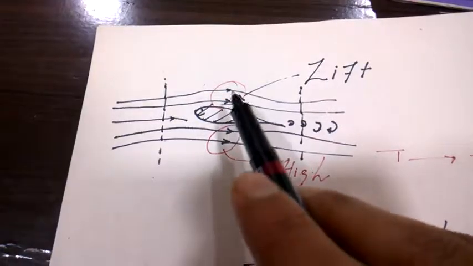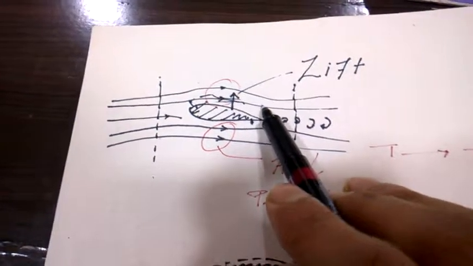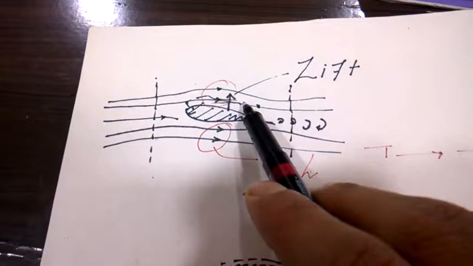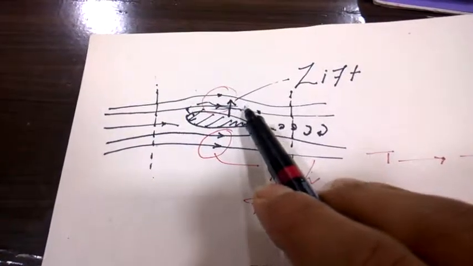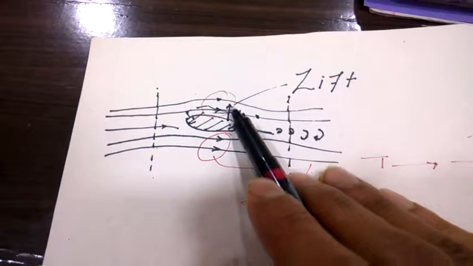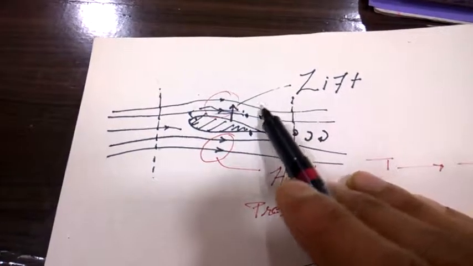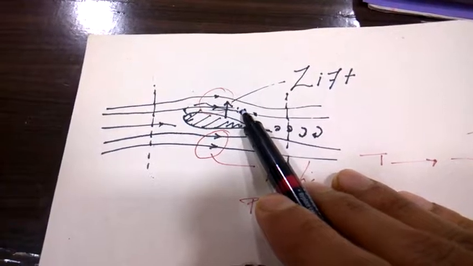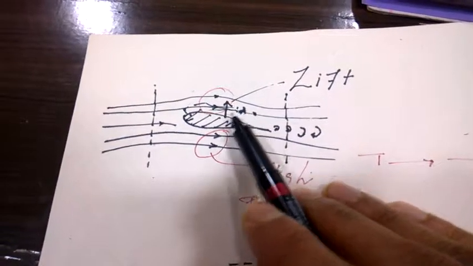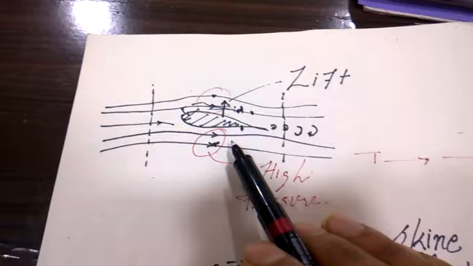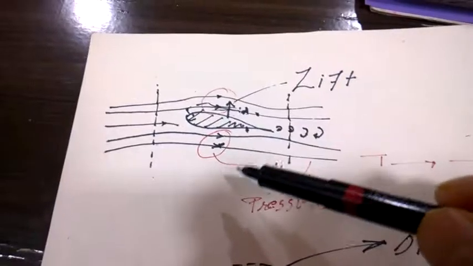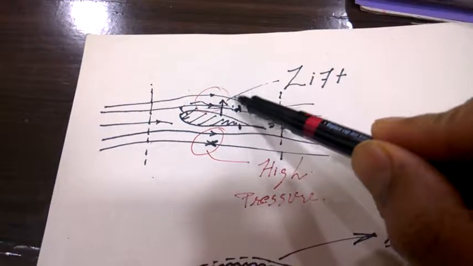Now air particles on the upper side are comparatively moving faster than the lower. So as per Bernoulli's equation, what happens? The air particles on the top of the aerofoil are moving faster, so velocity is high and pressure is low. And opposite, they are moving slow, low velocity, high pressure. It means it has created two zones, a high pressure zone and a low pressure zone.